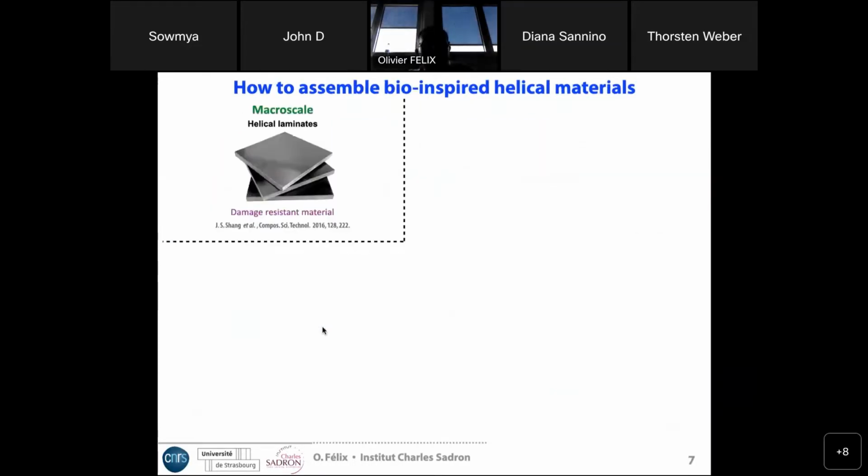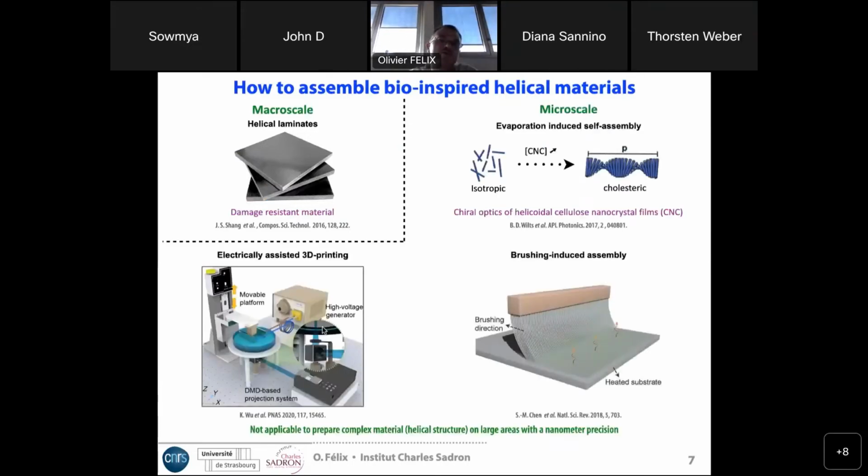But of course, it is possible to assemble more complex structures like the helical ones, for example, at the microscale. It is indeed possible to prepare helical laminates just by peeling up some slabs, microscopic slabs, that have damage-resistant properties. At the microscale, you can also find different approaches that can be used to prepare such helical structures, but they are not applicable to prepare complex materials, like the helical ones, on large areas with a nanometer precision. Most of them have a micrometer precision.